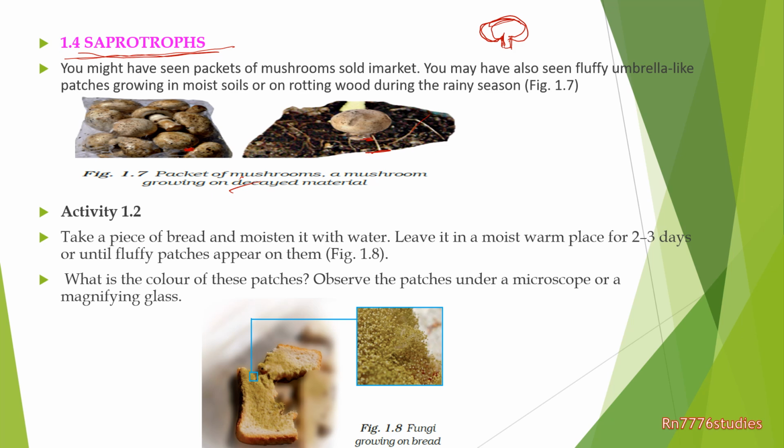So here is one activity: take a piece of bread, moisten it and keep it in a moist, warm place for 2 to 3 days. Fungus will grow there. Maybe you have seen in your home when your mom brings bread and it is rotten, she throws it away. Why? Because she says it's a fungus. Yes, brown color fungus. You can see it with your naked eyes, but if you want to see the detail, you can go for a microscope or magnifying glass.